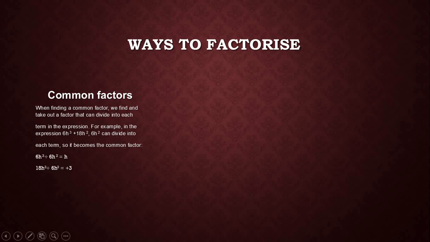Think of this. If we say 6h squared is a common factor, then it should divide into both of them, right? So 18h squared, if you divide it by 6h squared, what answer do you get? The answer that you get from this will be 3. How do you know? You know this because 6 can go into 18 3 times. When you divide 18 by 6, you will get 3. h squared and h squared will divide each other.